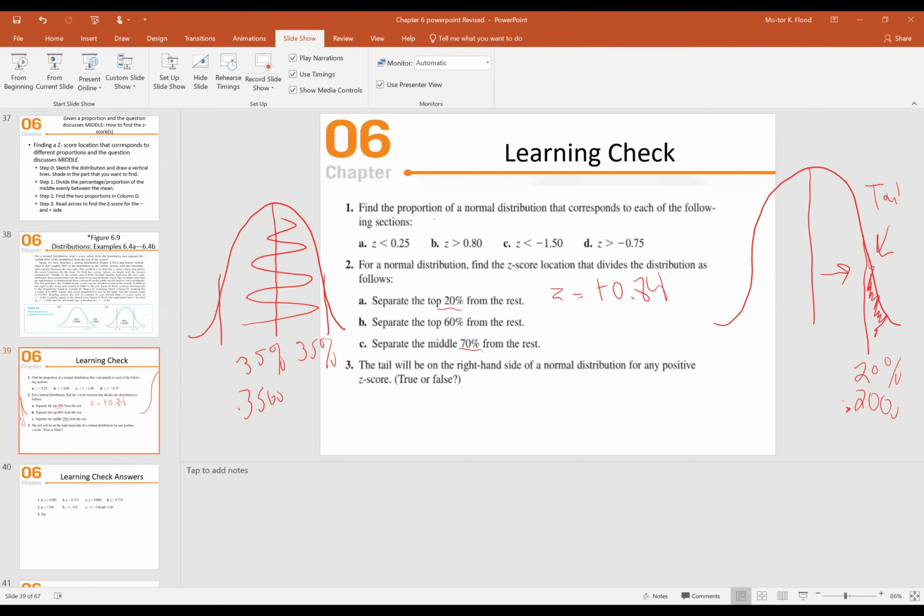So we have two z-scores that form the boundaries. The one that is below the mean is negative 1.04. The one that is above the mean is positive 1.04. All right.